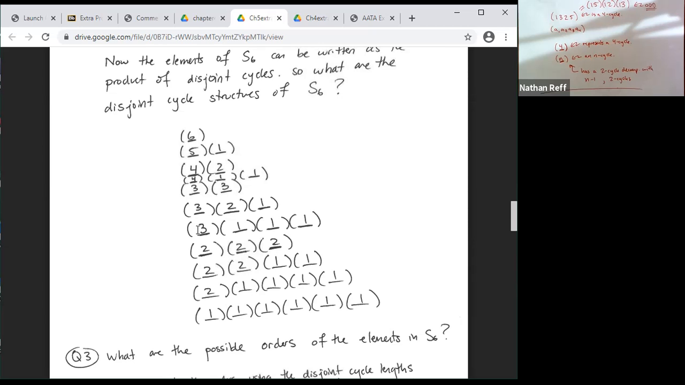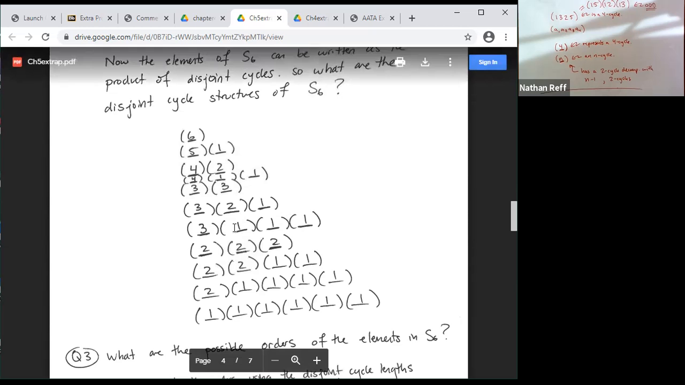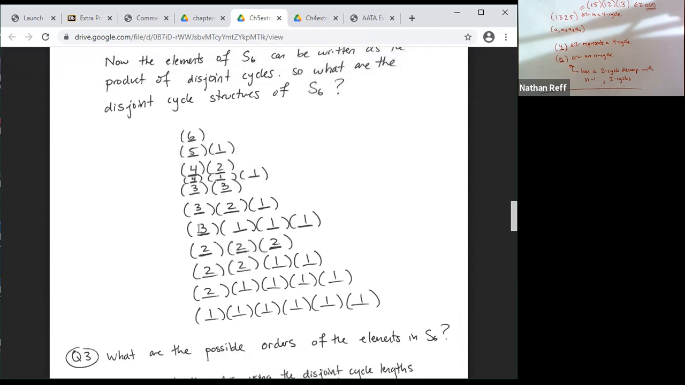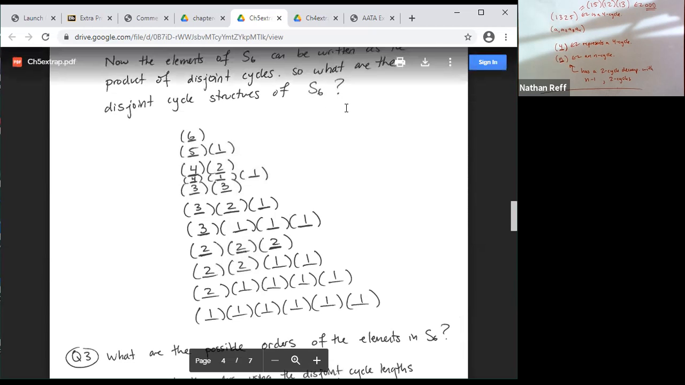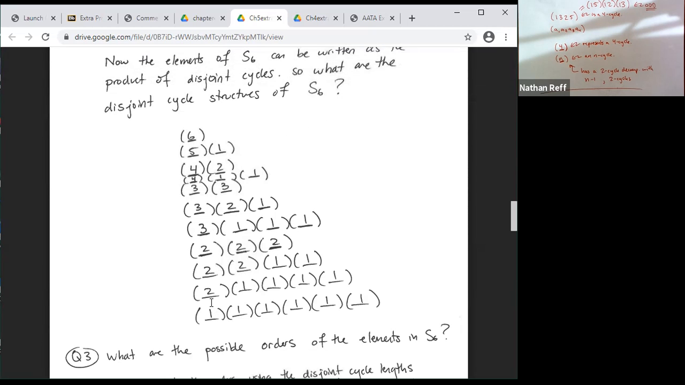For example, I'm not saying that there's only one of this type. This right here is saying you have a 3 cycle and then a 1 cycle, 1 cycle, 1 cycle. There are many elements of that form, but I'm just saying that you're organizing the elements into this type. And you could do that for any Sn. The nice thing about doing this is it gives you some idea of orders of elements, right?